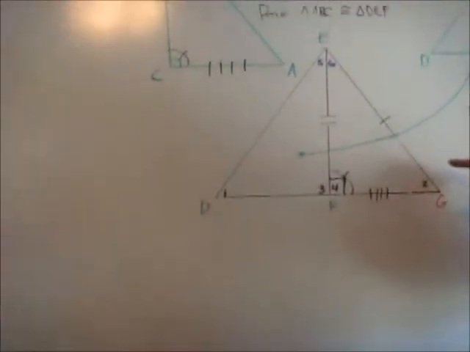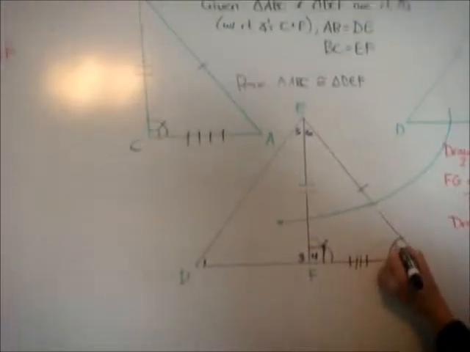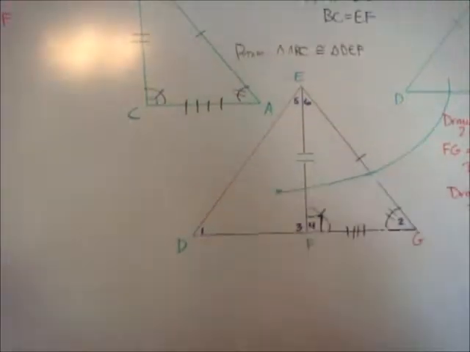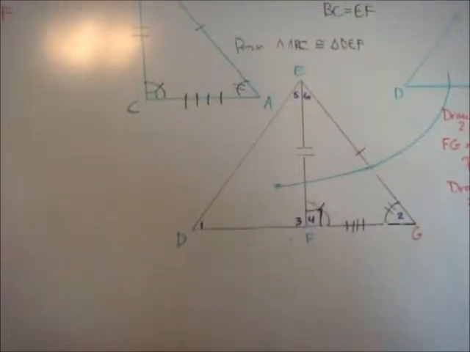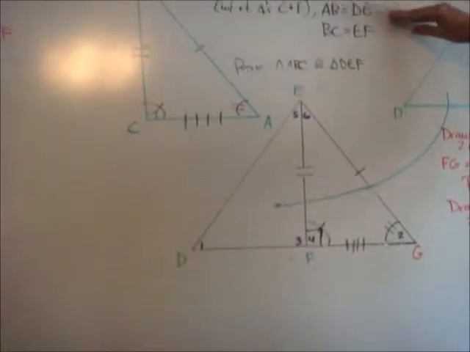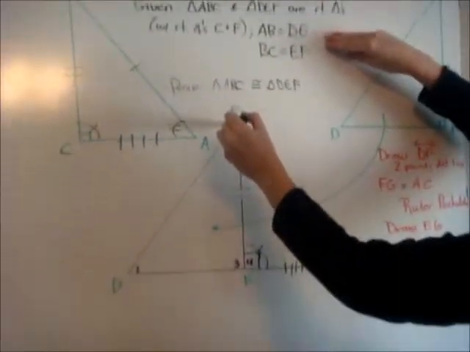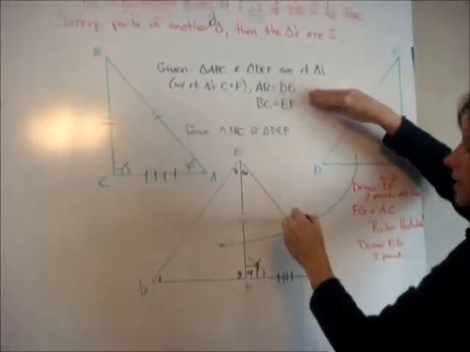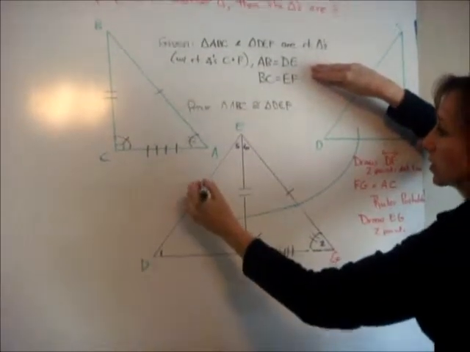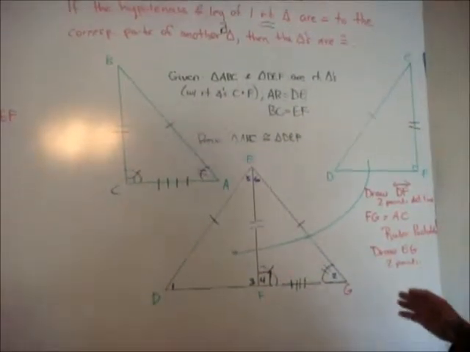Let's see, what else do we know? We know that angle 2 is congruent to angle A, so we'll put this here. Then, do we know that DE is congruent to EG? Let's go up here. We know that AB is congruent to DE, and we know that AB is congruent to this one. So by the transitive property, we know that EG is congruent to DE. Okay, this is complicated. A lot of transitive properties going on.